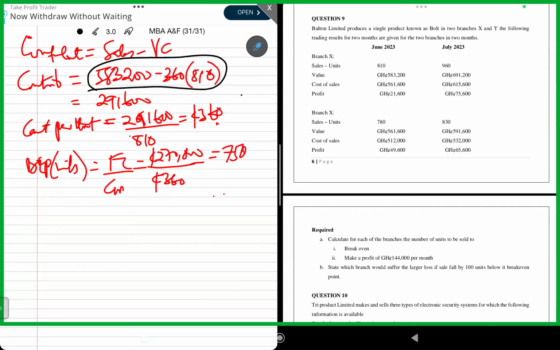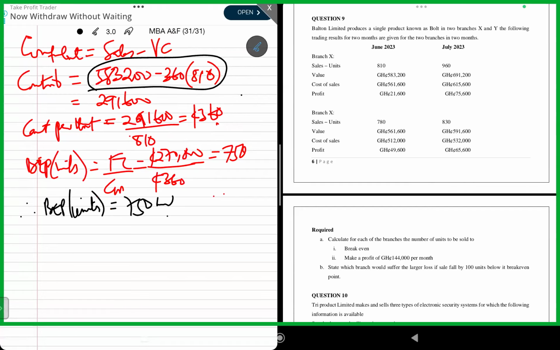Yes, that's giving us the same figure. Okay, so that's it. Are you good? So the break-even point in units is what we have just solved. So you write 750 units. Therefore, BEP units equals 750 units. That's all.